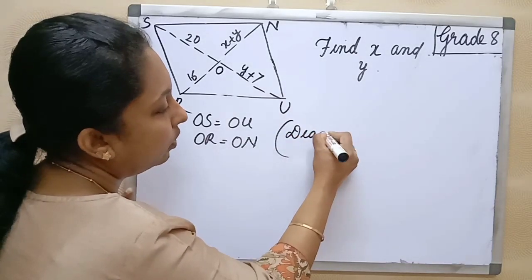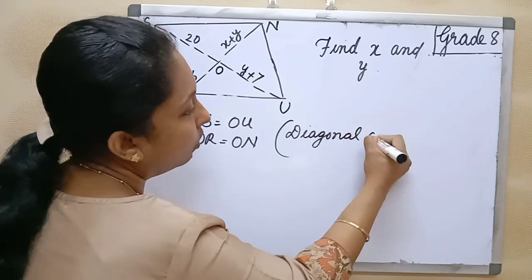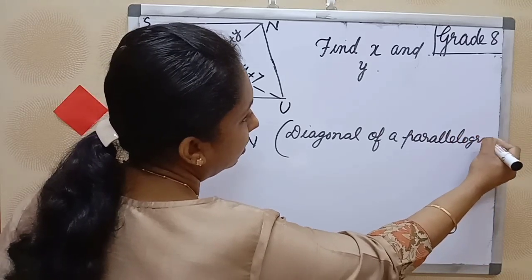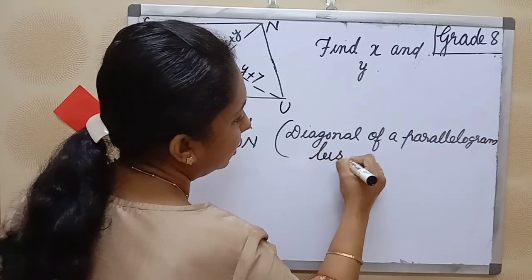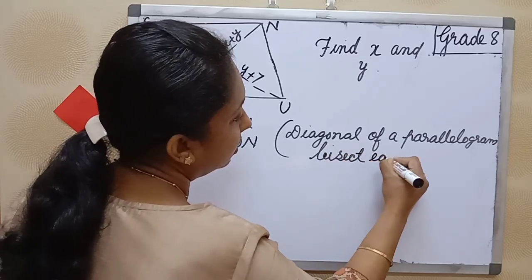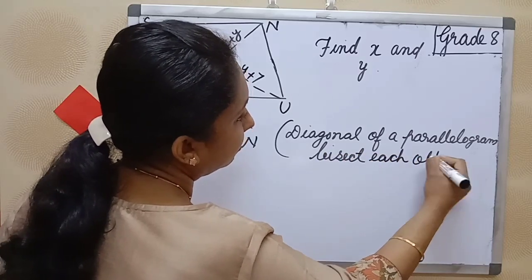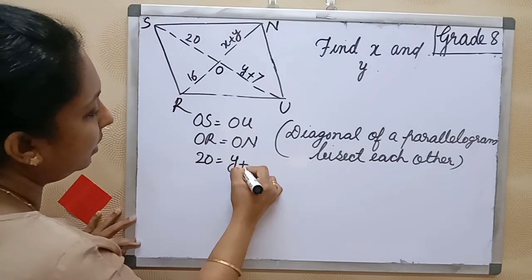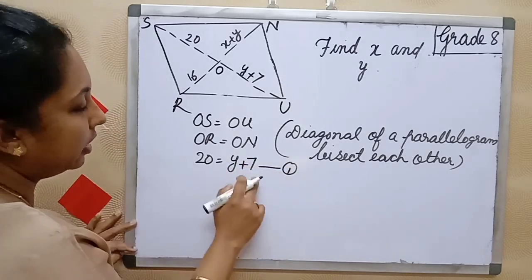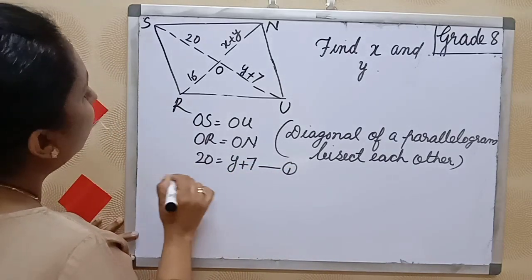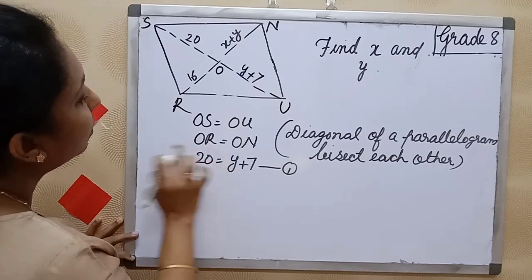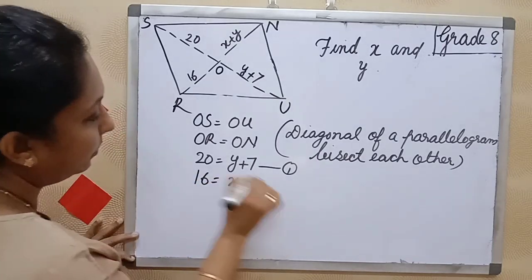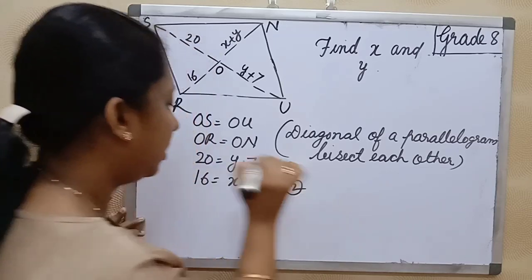Diagonals of a parallelogram bisect each other. So OS is 20. That is equal to Y plus 7. This is equation 1, a linear equation. Then next one, OR is equal to ON. That is 16 is equal to X plus Y. This is equation 2, a linear equation.